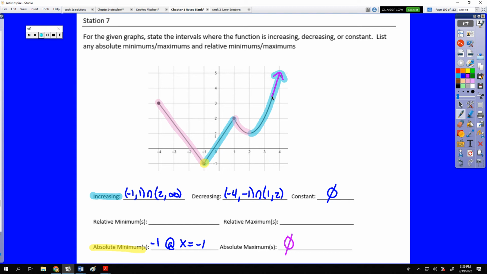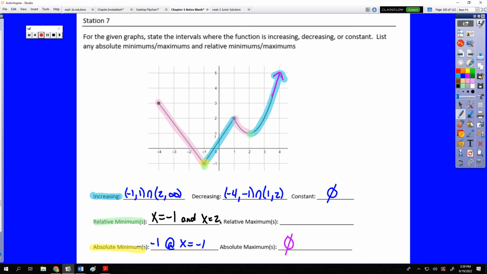Now, when it comes to relative maxima and minima, relative means switching from decreasing to increasing or increasing to decreasing. So there are actually two relative minima. There is a relative minima at x equals -1 and x equals 2. At each of these points, the graph switches from decreasing to increasing, creating a lowest point in that area of the graph. So there's a relative minimum at x equals -1 and another relative minimum at x equals 2.